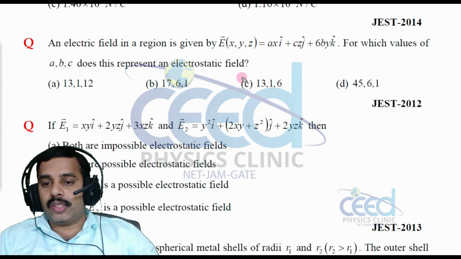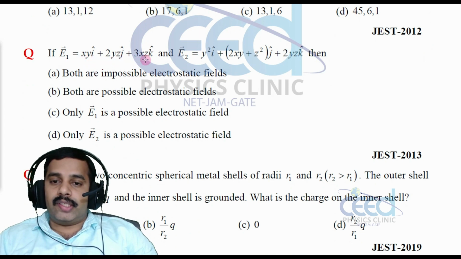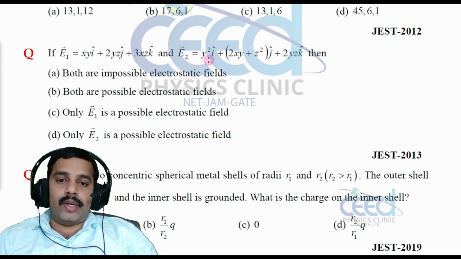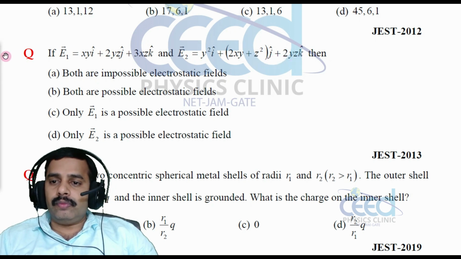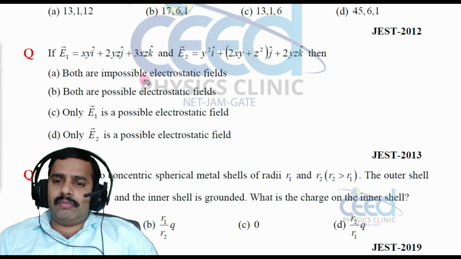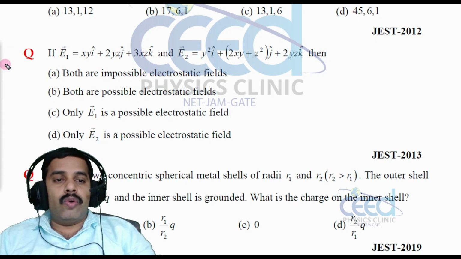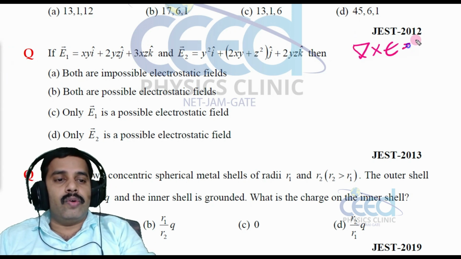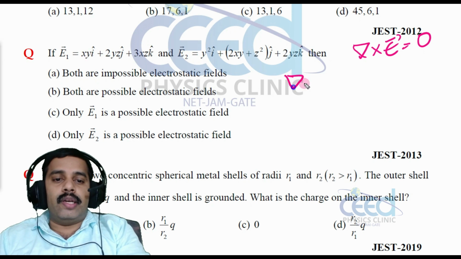So that is a direct question. And another question: E1 is equal to xy i cap plus 2yz j cap plus 3xz k cap, and E2 is y square i cap plus 2xy plus z square j cap plus 2yz k cap. To check whether the electric field is possible or not, we have to find the curl of the electric field, right? We already know del cross E is equal to 0. If del cross E is equal to 0, such electric fields are only possible. So we can find del cross E1 first.